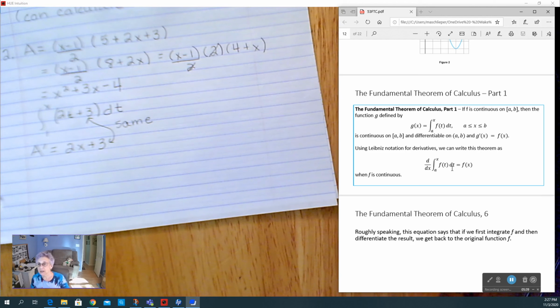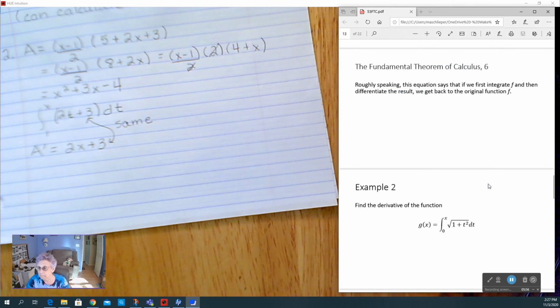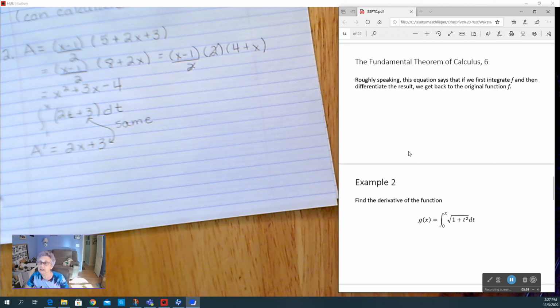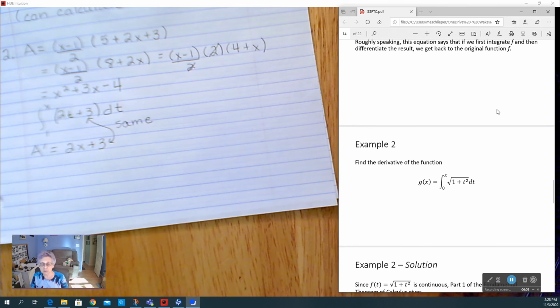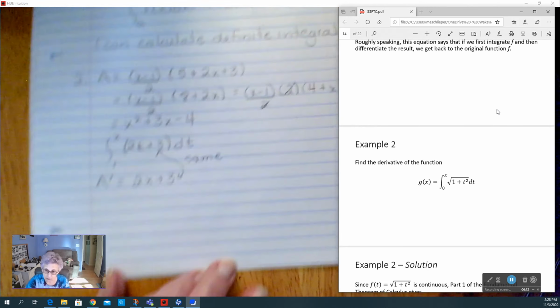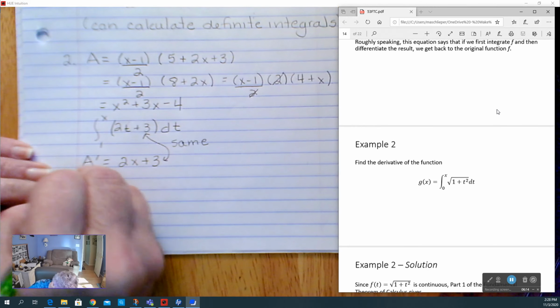And G is the function that is the area under the curve from A to X. The derivative of that thing is equal to the integrand. Differentiation, integration, undo one another. So roughly speaking, it says we get that we first integrate F, then differentiate the result, we get the original function back. Example 2 is super easy. One of the easiest problems you'll have.